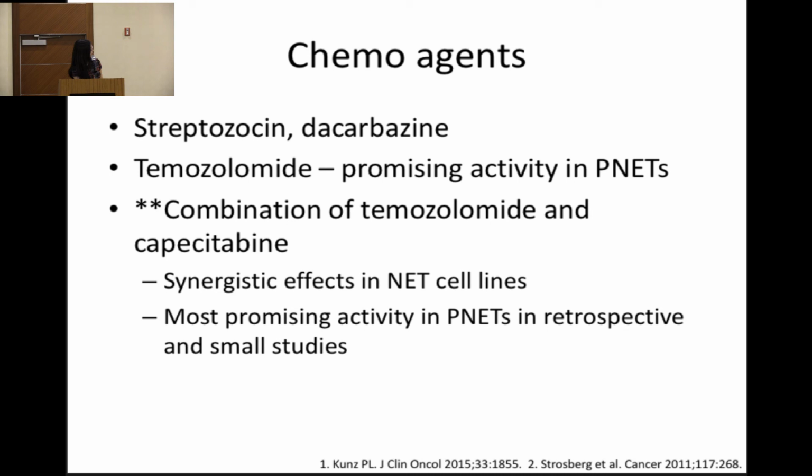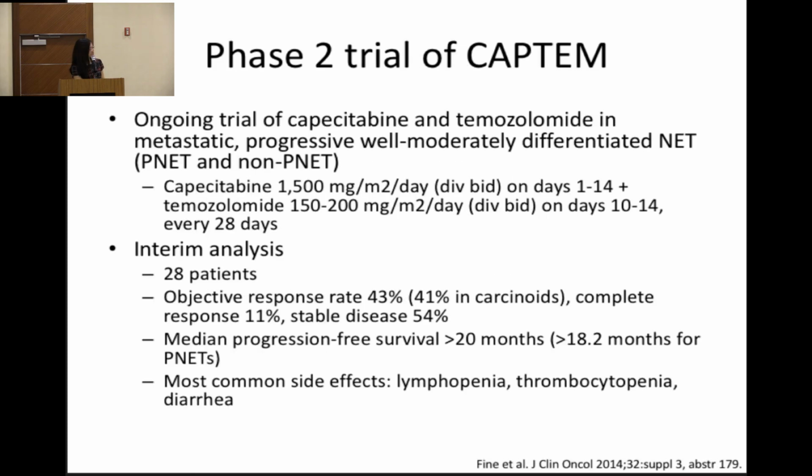So just want to point out the combination of temozolomide and capecitabine, which has shown promising results recently. And this was a phase 2 trial that is still ongoing, but the interim analysis was presented in 2014 at ASCO. And you can see that 28 patients were enrolled and they received Xeloda and temozolomide with an objective response rate of 43%. And 41% in carcinoids, with a complete response of 11%. Also, the median progression-free survival was over 20 months, which is quite significant.